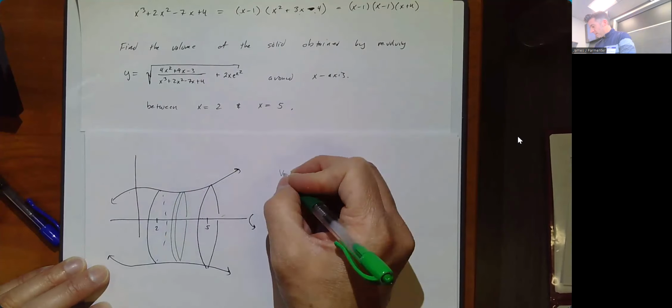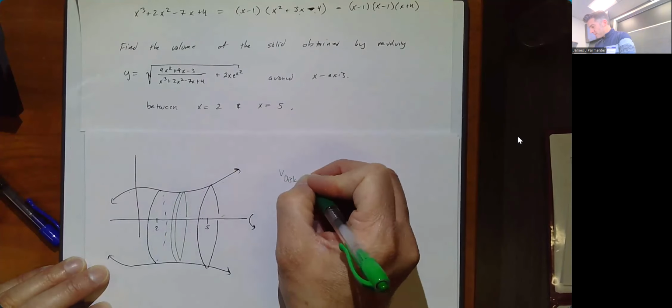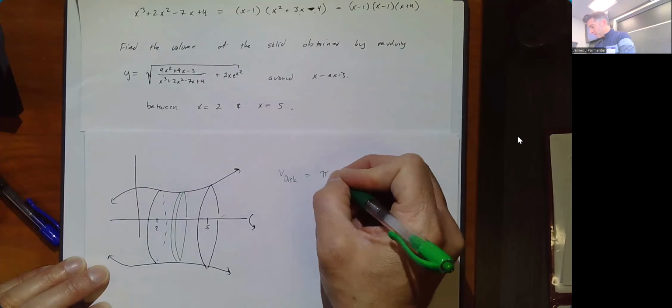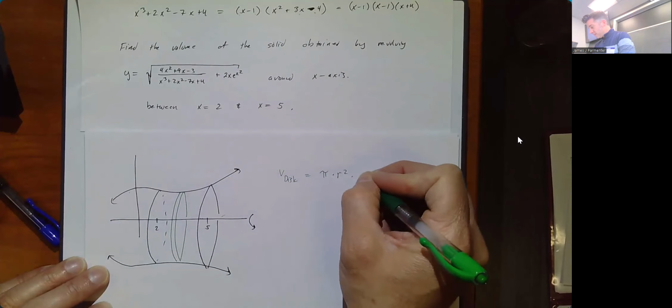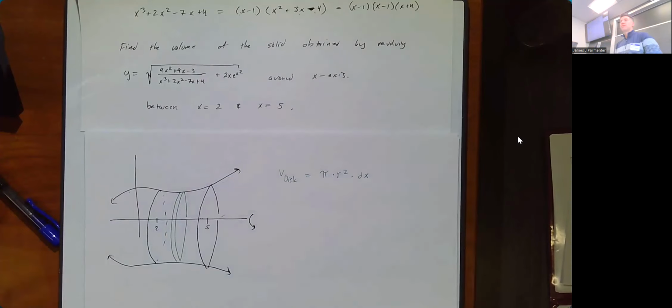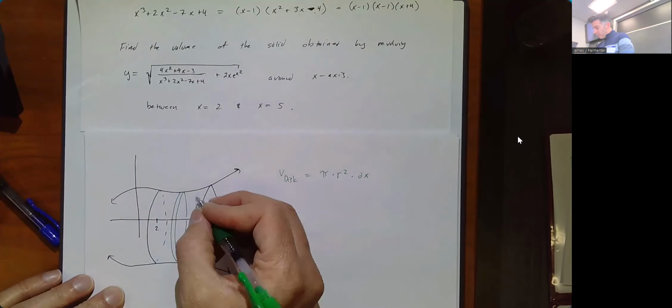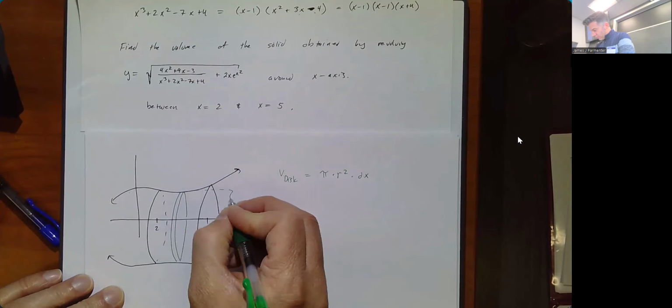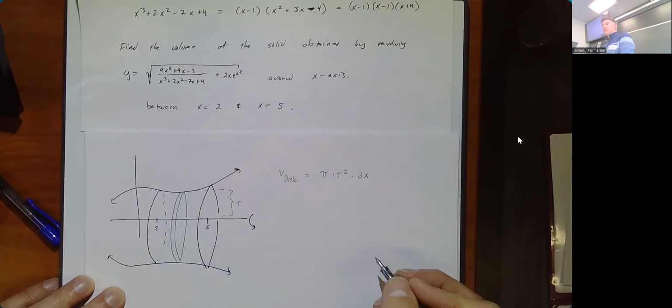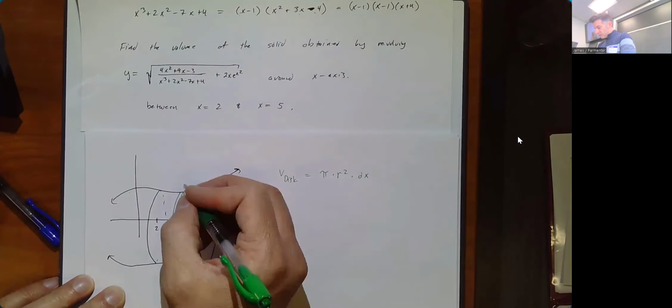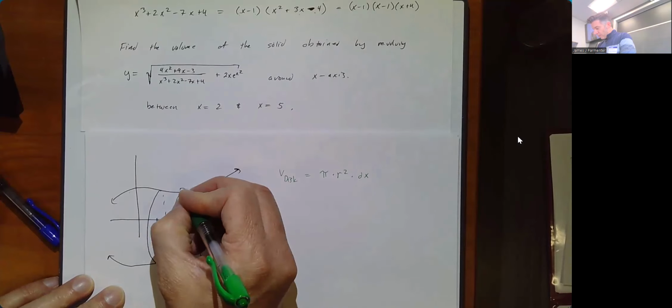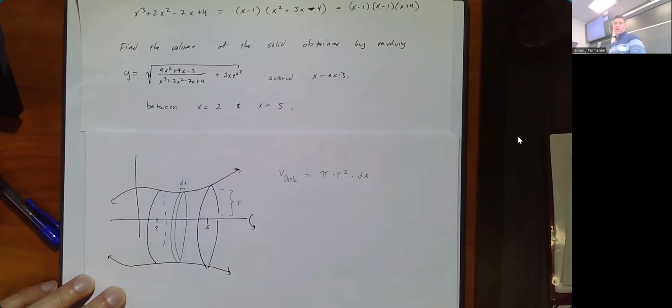And the volume of my disc is just pi times the radius squared times a small change in x. Or as I would say, pi times the radius squared, where that's your radius, it's how far you are from the x-axis. And that small change in x is just the width or the thickness of your slice there.